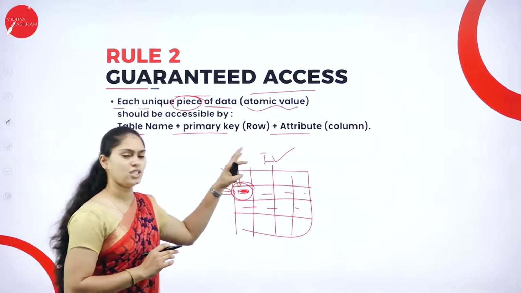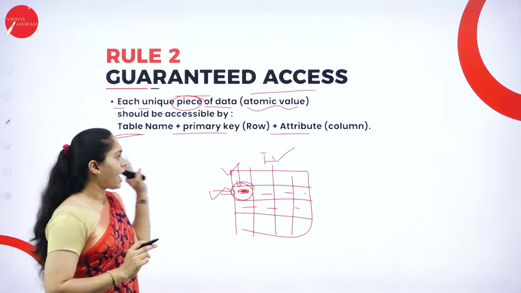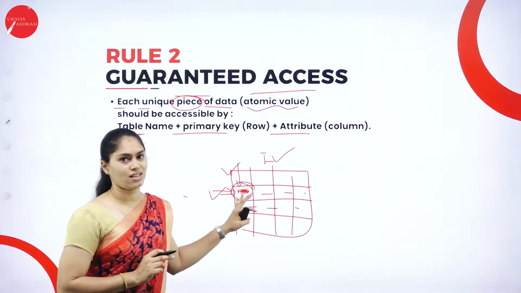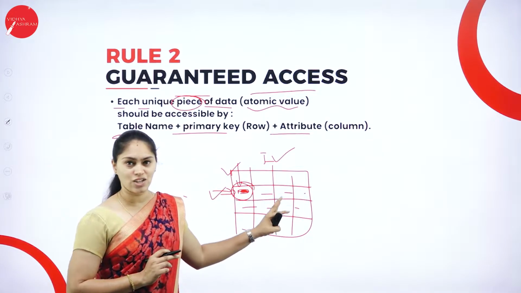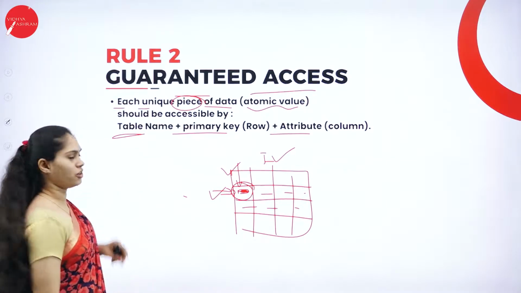By having all these rows, columns, as well as the name of a table, I must be able to access the content, whatever is there in the table or a relation. That is a guaranteed access as per the rule of rule 2.